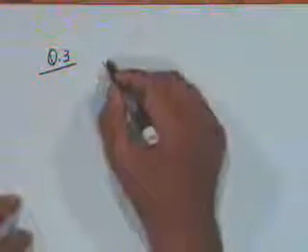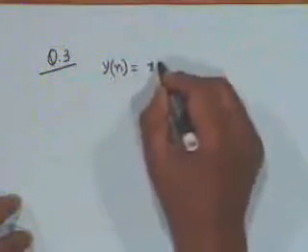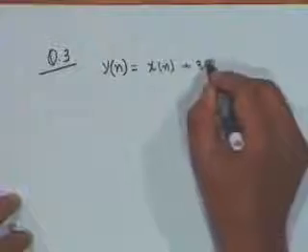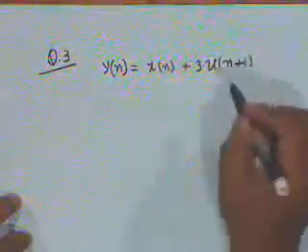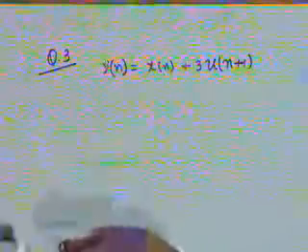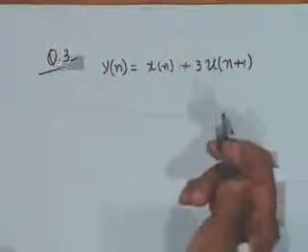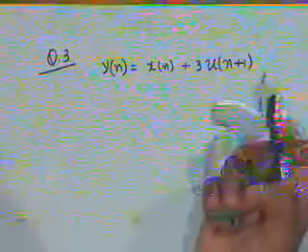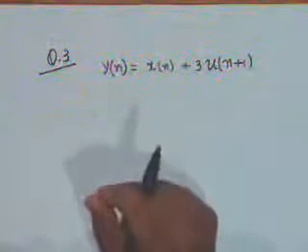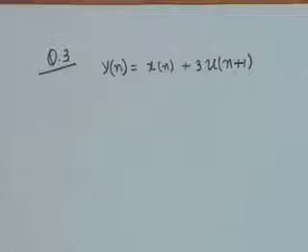The third question, question 3, was: state with reason whether the system described by the difference equation y[n] = x[n] + 3u[n+1] is linear or non-linear, stable or unstable, memoryless or not, time invariant or time varying, causal or non-causal, and invertible or non-invertible. That is the question.